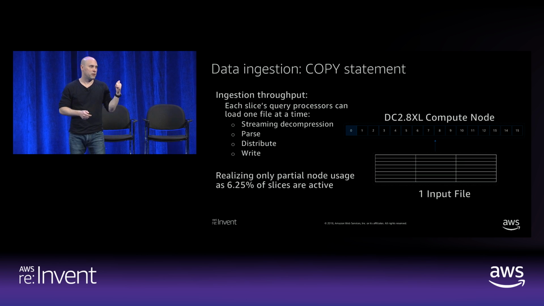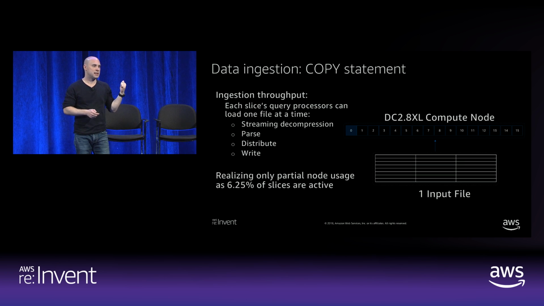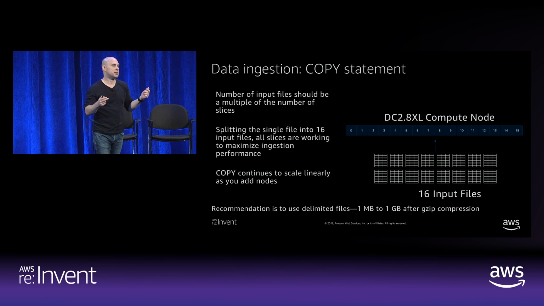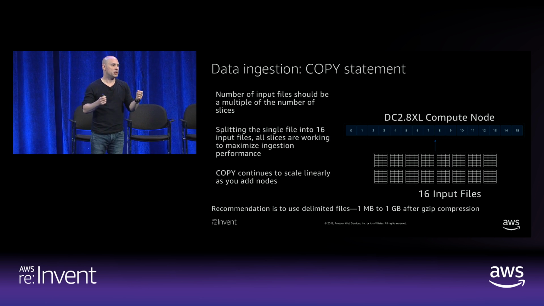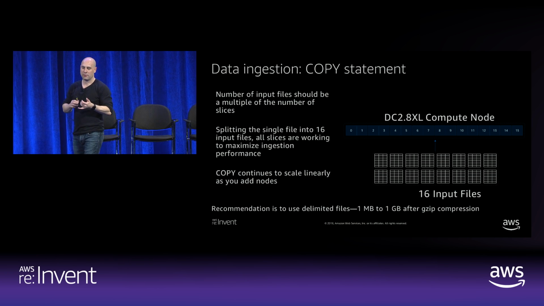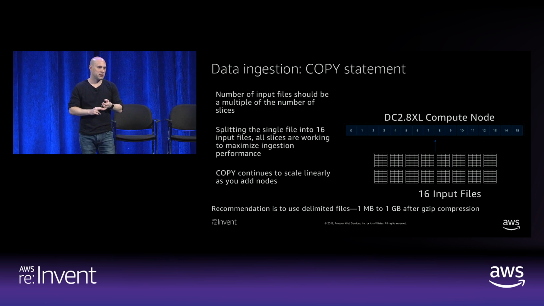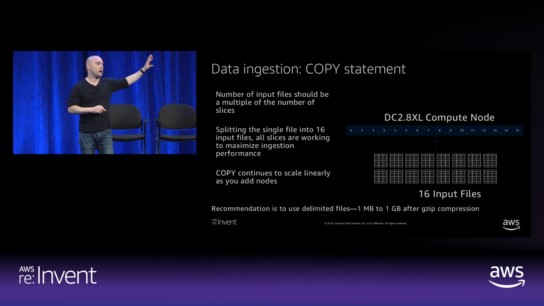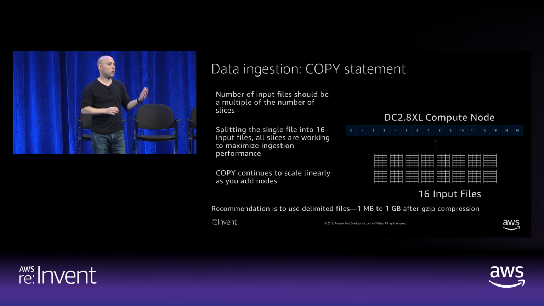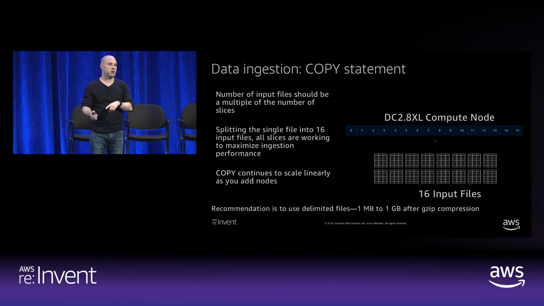This isn't exactly very efficient. If I took this exact same file and I split it into 16 chunks, for example, because this cluster has 16 slices, every one of those slices is going to be able to reach out to S3 and ingest that file in parallel. So our rule of thumb is to have as many files as you have slices or a multiple of that. So if, for example, you had 32 files, that would work just as well. Ideally, these files should be somewhere between 1 meg and 1 gig after gzip compression.